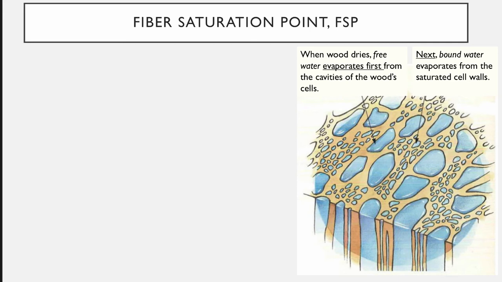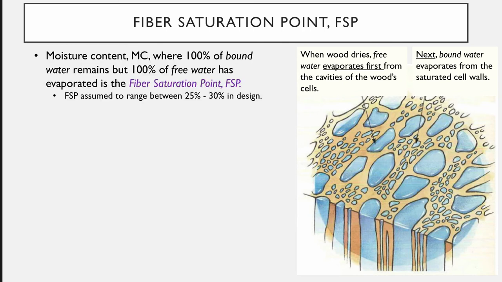And the water that's actually trapped in the wall, so all those smaller circles of water is just indicating water that's inside of the fiber walls of the tracheids, that's our bound water. So when wood dries, all the free water will evaporate before any bound water leaves. Once the free water is all gone, then the bound water can start to evaporate from the saturated cell walls, and that's important. Now that moisture content where 100% of the bound water is still there, but all of the free water has evaporated, that's known as your fiber saturation point.